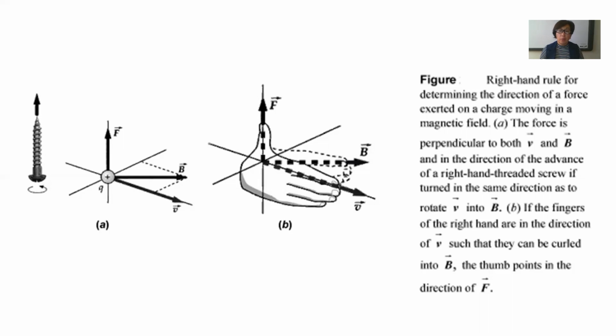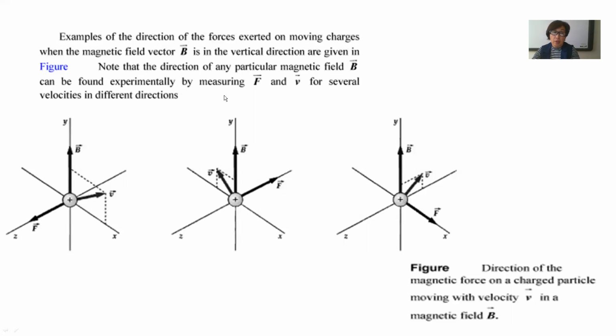If the fingers of the right hand point in the direction of the velocity and are curled from v into B, the thumb points in the direction of the force.